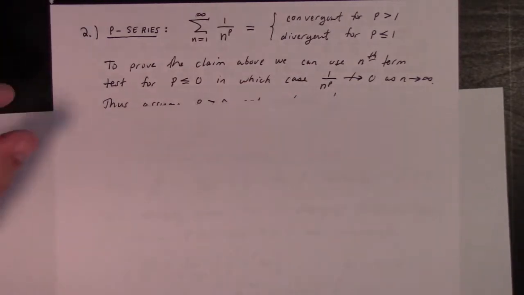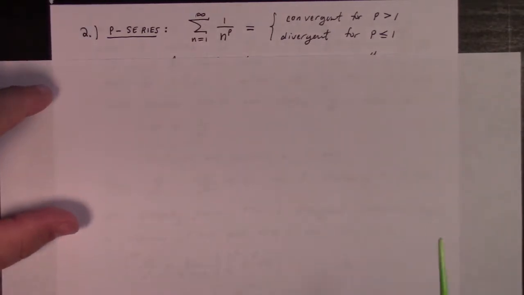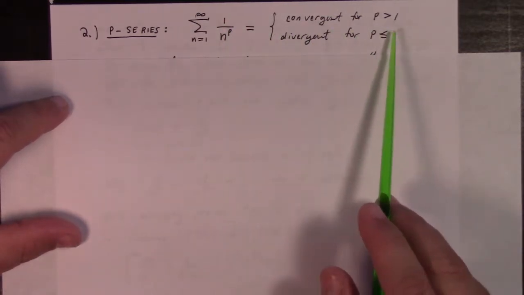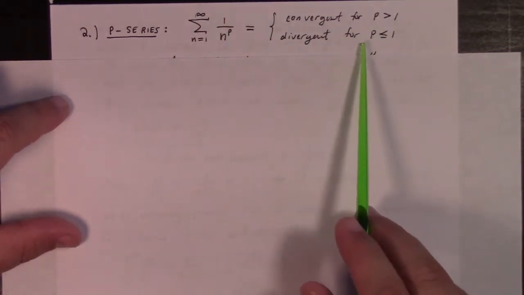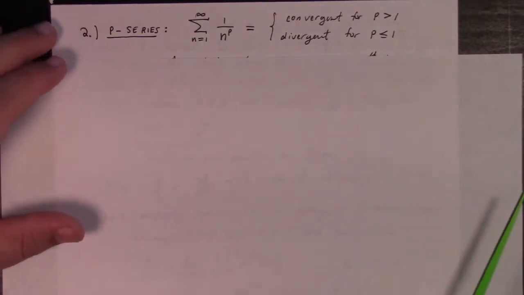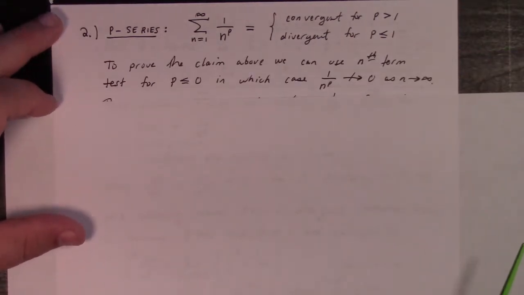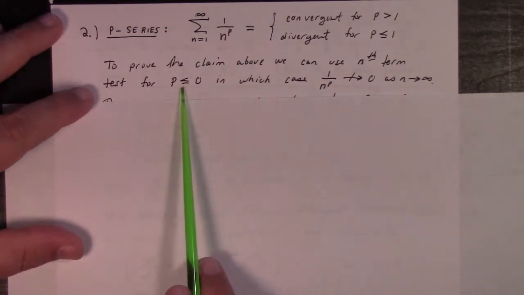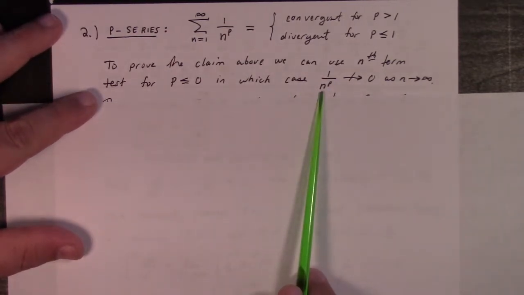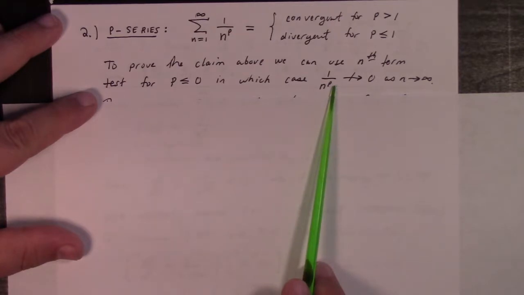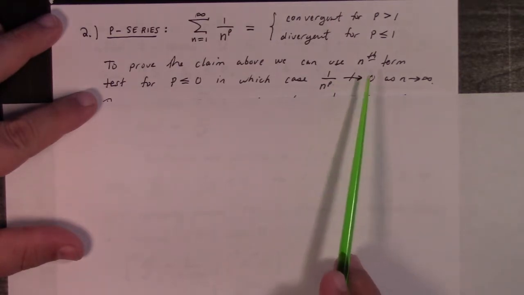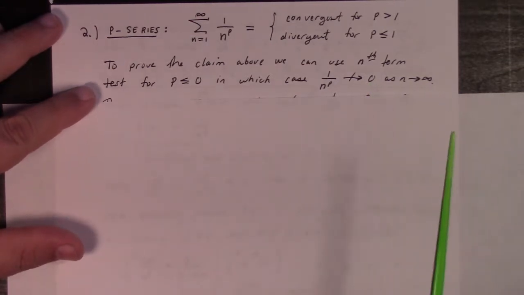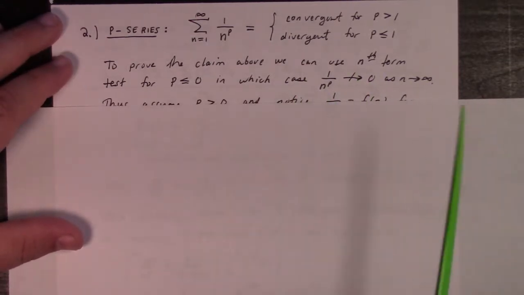The p-series result is the following. The sum n equals 1 to infinity of 1 over n to the p is convergent for p larger than 1, and it's divergent for p less than or equal to 1. To prove that, we use the nth term test for p less than or equal to 0. If p is less than or equal to 0, then by simple logic, 1 over n to the p is like n to a positive power, essentially, and that's going to go to either 1 or infinity as n goes to infinity. 1 if p equals 0.